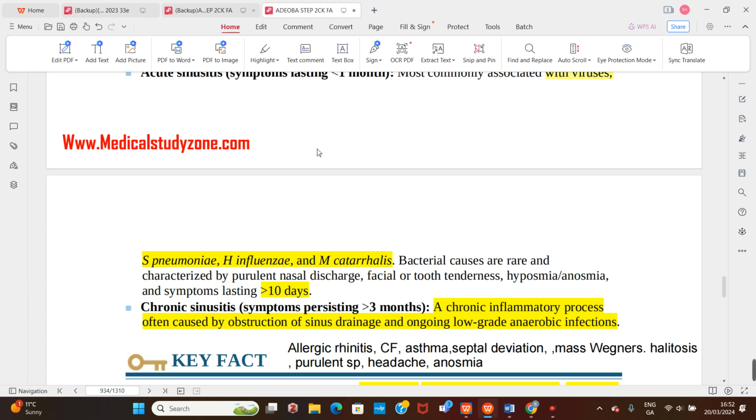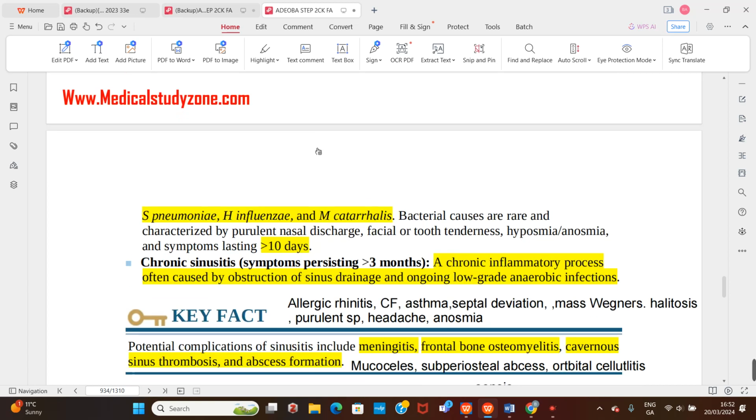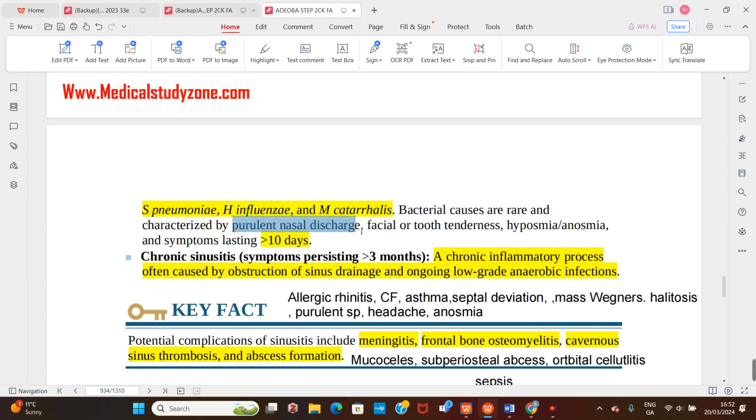So what are the things that you are going to see that are going to raise suspicion for bacterial sinusitis? That person is going to be having purulent nasal discharge. Purulent nasal discharge. That's bacterial. Neutrophils are involved now. They are dead. Purulent bacterial discharge. That person is going to be having facial or tooth tenderness.